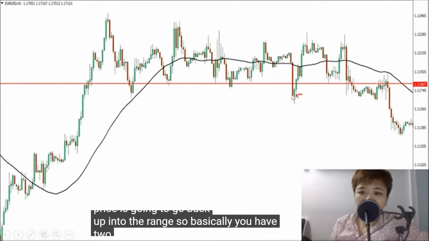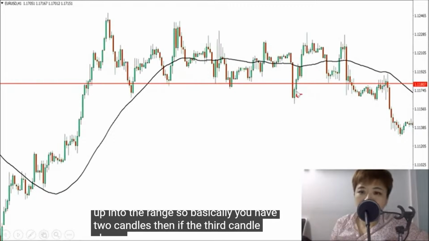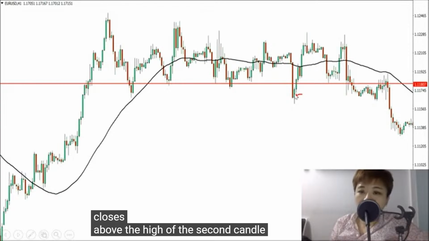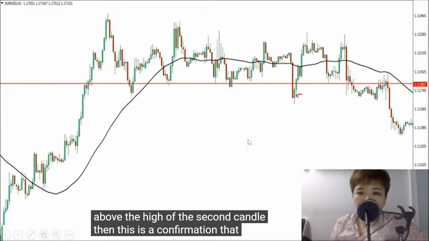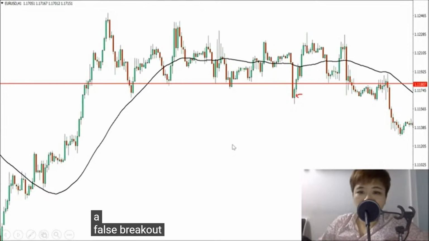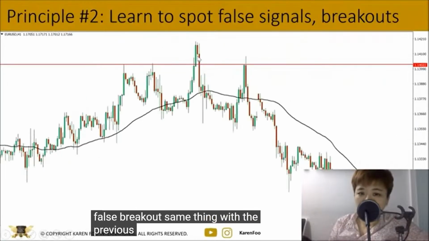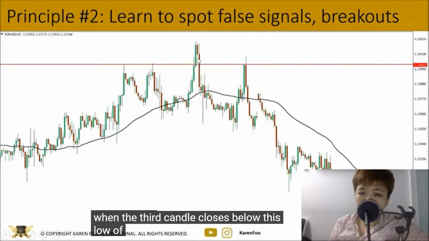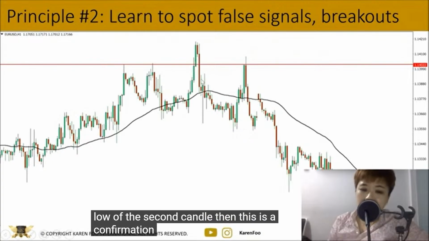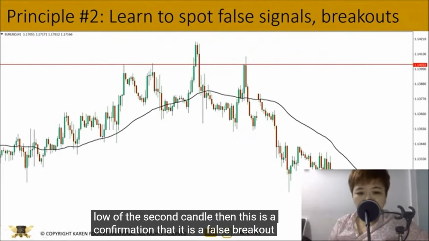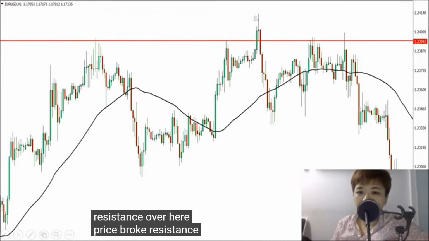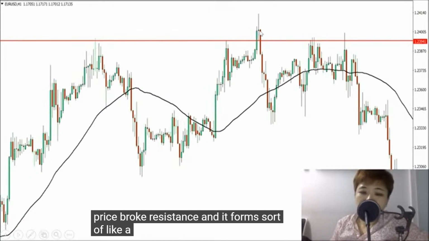So basically you have two candles, then if the third candle closes above the high of the second candle, then this is a confirmation that this is a false breakout. Same thing with the previous one. When the third candle closes below the low of the second candle, then this is a confirmation that it is a false breakout. Resistance over here, price broke resistance and it forms sort of like a spinning top.